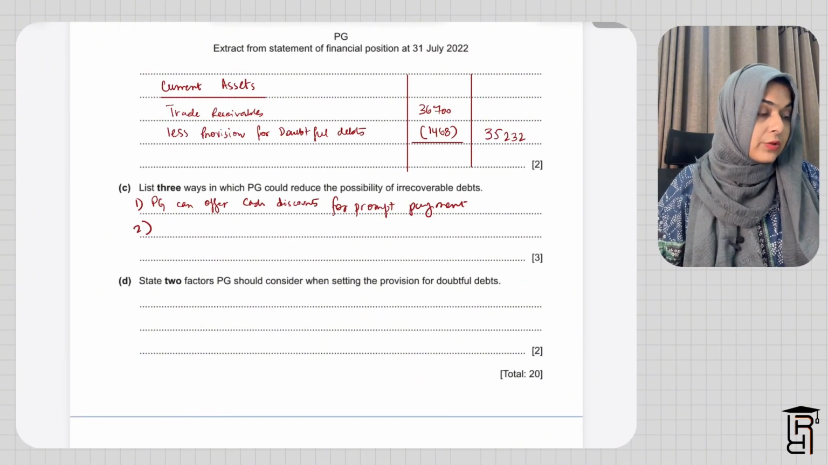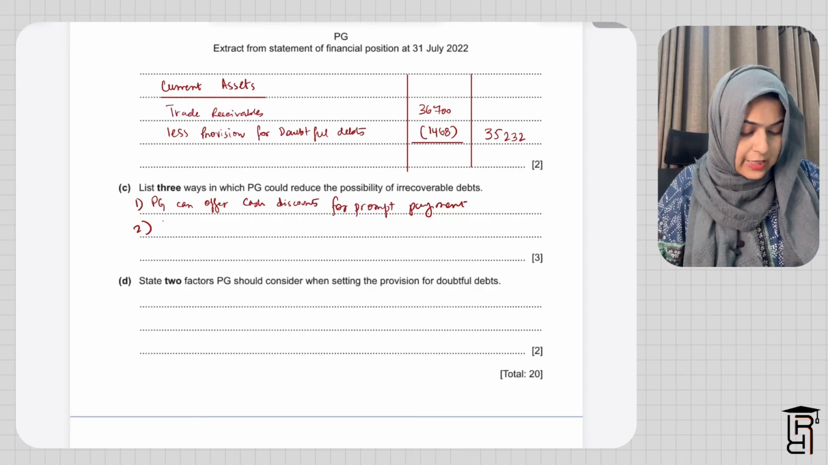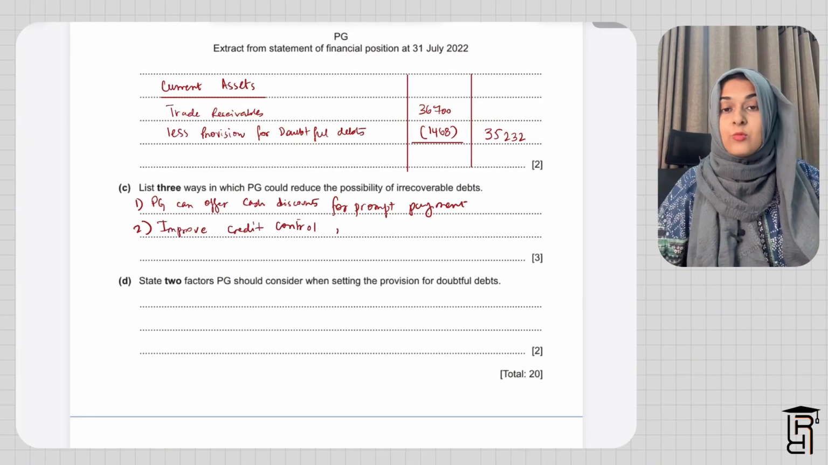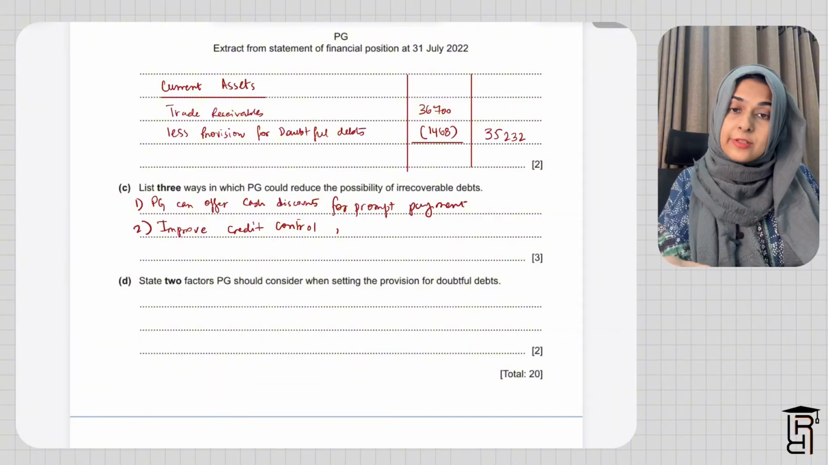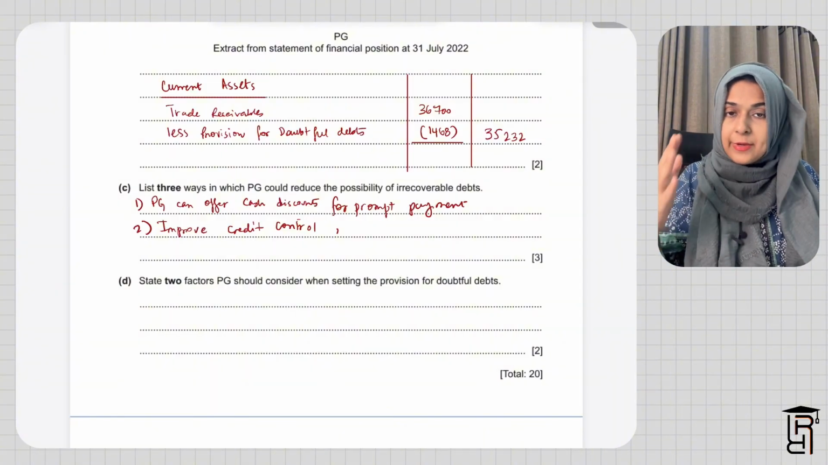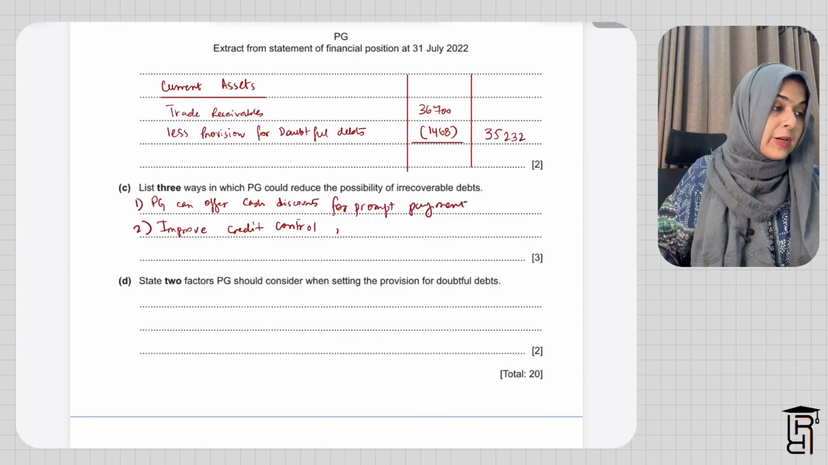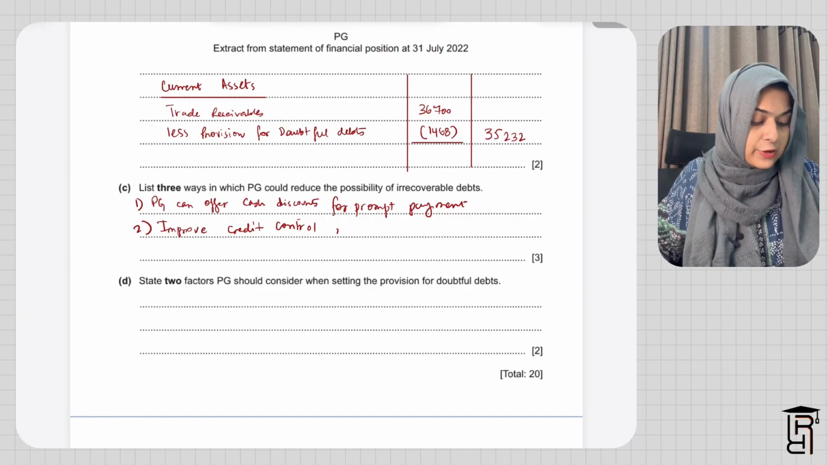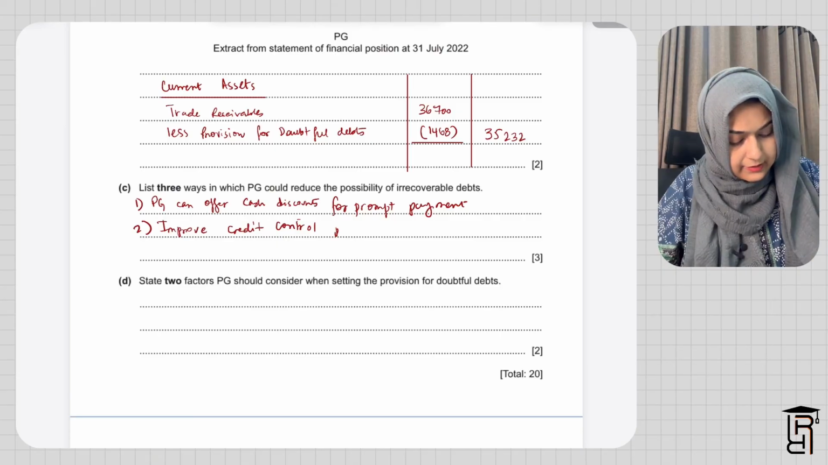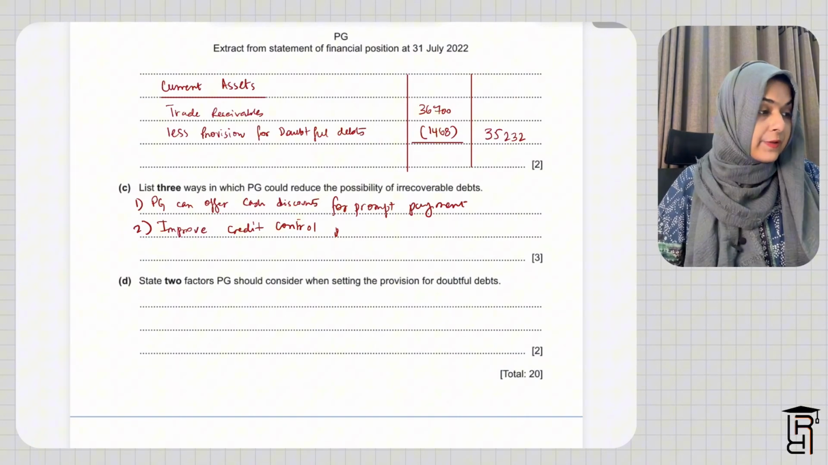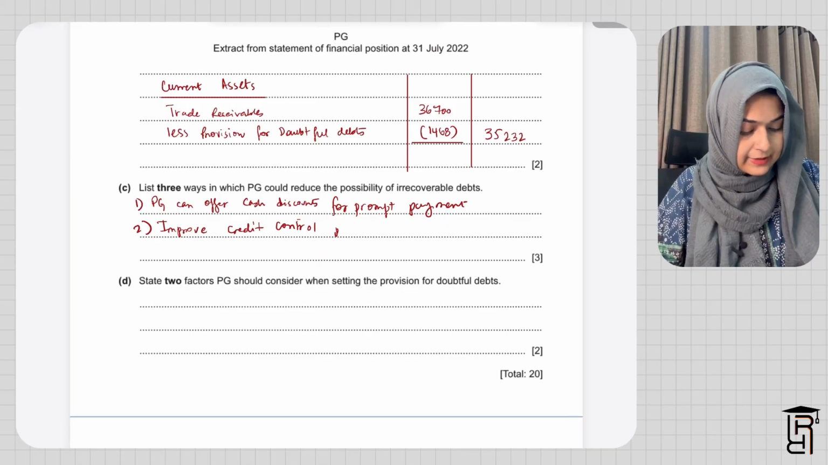Then PG can also improve credit control by reminding the customers of the amount due, also issuing the statement of accounts and invoices on time. So whenever an invoice is issued, the customer will be reminded of the amount due. Whenever a statement of account has been issued, the customer will again be reminded of the amount due. Improve credit control policy, and then PG can refuse further supplies until the old balance is paid. So refuse further supplies until the outstanding balance is paid.